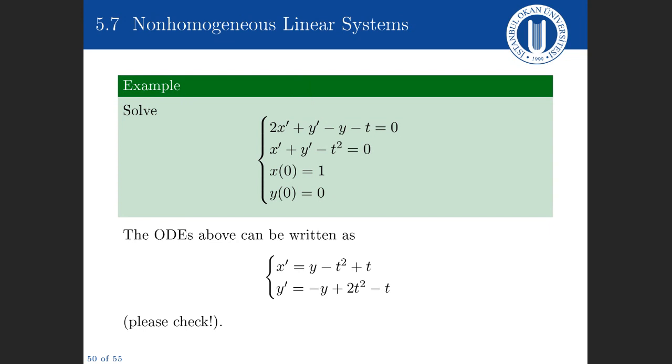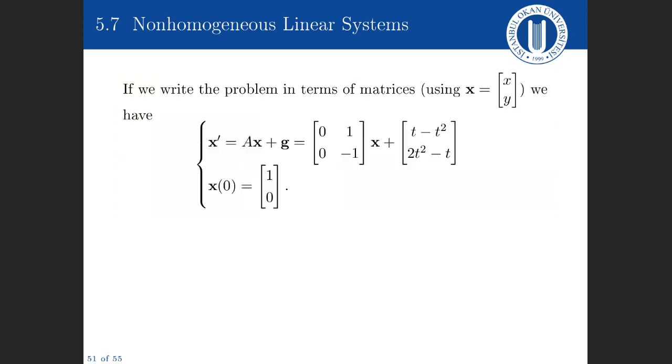And I'm going to leave it for you to check that we can rearrange and solve these two differential equations to find x prime and y prime, and write them in the form x prime is equal to y minus t squared plus t. y prime is equal to minus y plus 2t squared minus t. If we write this in terms of vectors, then we're trying to solve x prime is [0, 1; 0, -1] x plus [t minus t squared; 2t squared minus t], with the initial condition that x of 0 is equal to (1, 0).